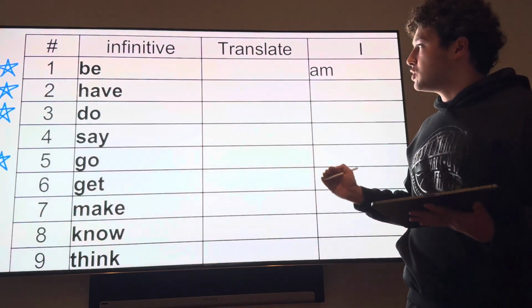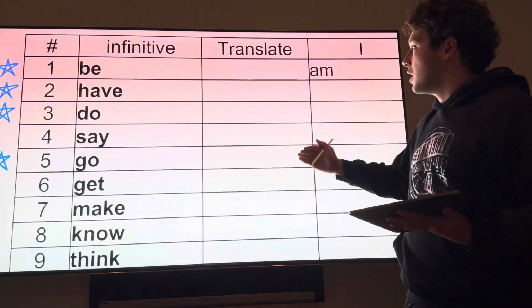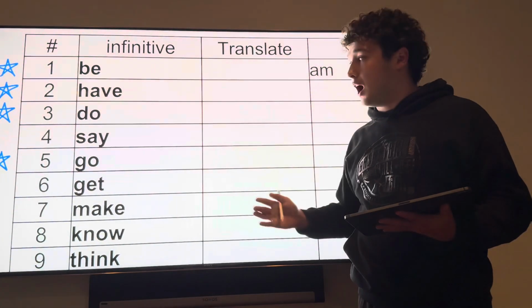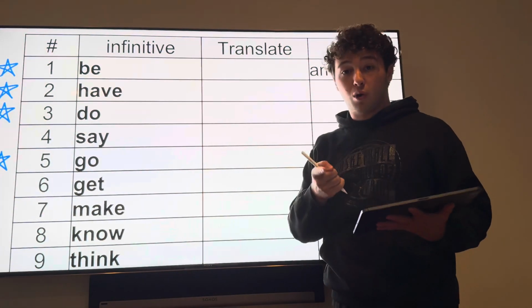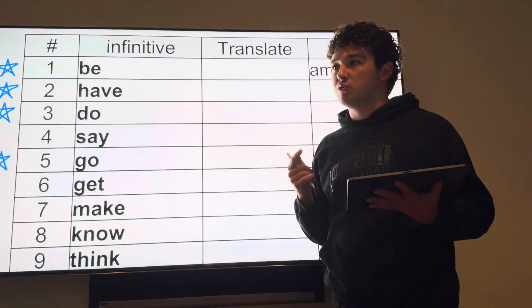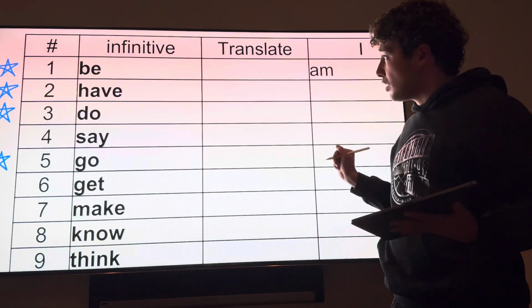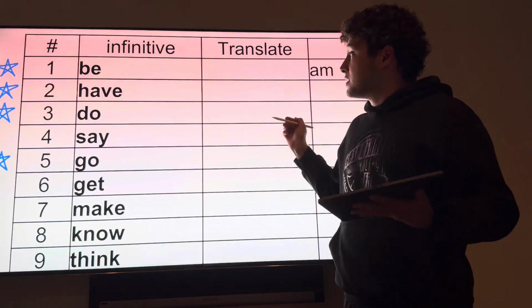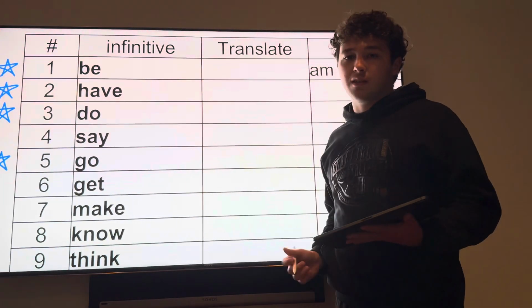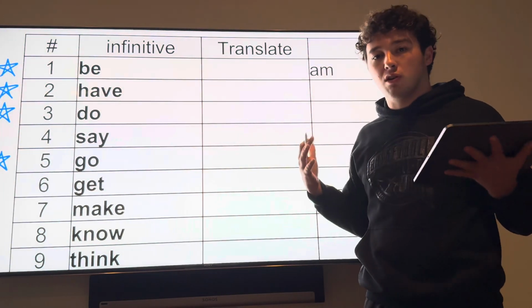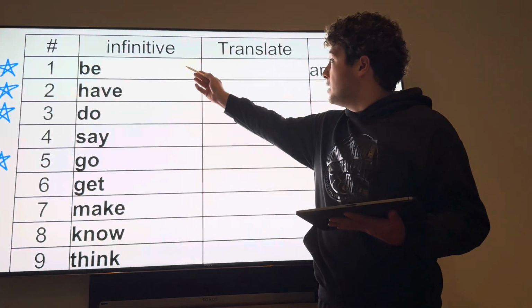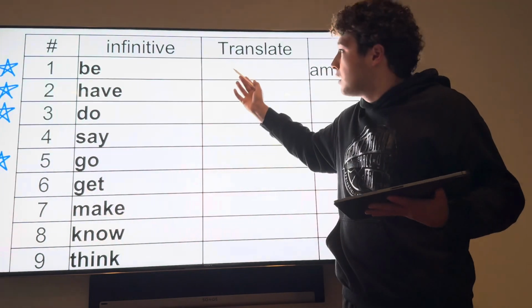But what you should do here, in my opinion, is put the translation of these verbs in your own language so that you can really start to understand and memorize them. So write just the translations for all of these infinitives. For example, if you are Spanish speaking, for be, you would put ser y estar here.